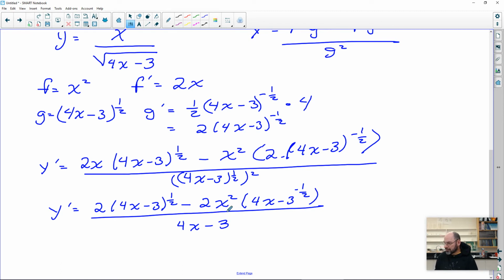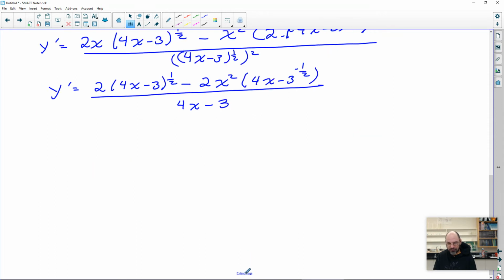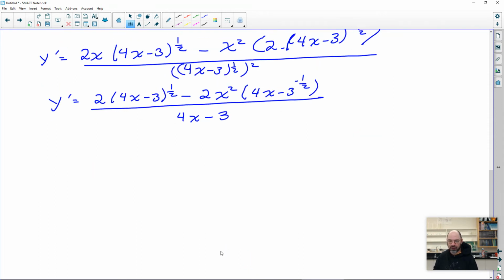Okay, so now if you wanted to you could leave it there. I would leave it there if you're not sure how to do exponent rules. But you can see that 4x minus 3 is here, and 4x minus 3 is here. So we could take the 4x minus 3 and cancel the bottom out. We could use exponent rules. So we know that 4x minus 3 to the power of 1/2, when you're dividing, you subtract the exponent. The exponent with the 4x minus 3 is 1. So this would be 1/2 minus 1. 1/2 minus 1 is negative 1/2.